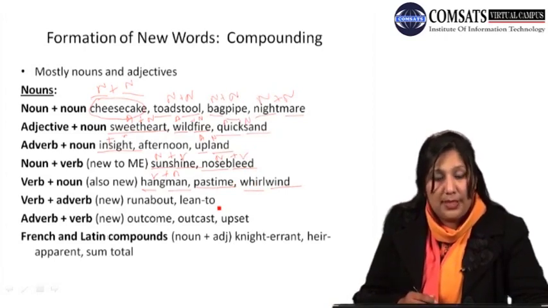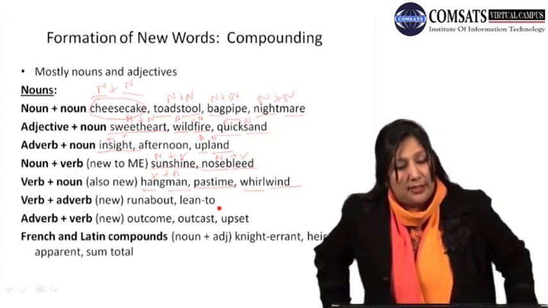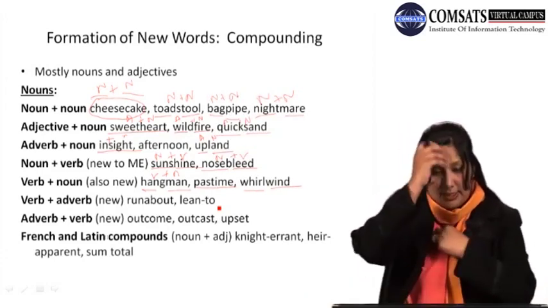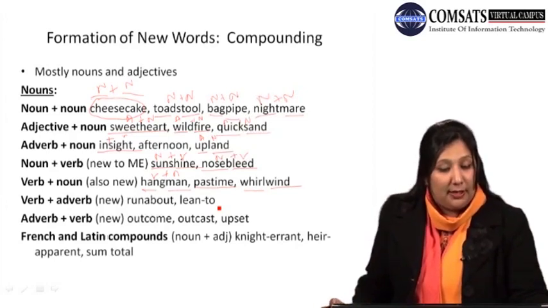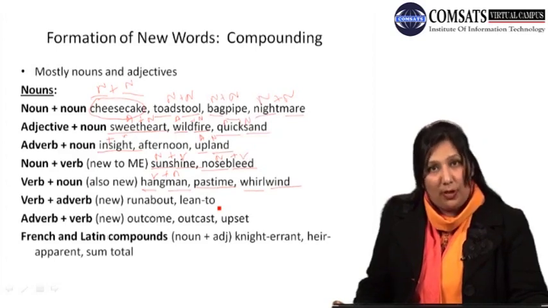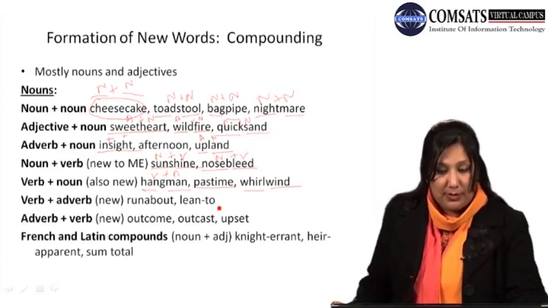Okay, then verb plus adverb. It is run about. It was again a very new category that added to the development of English, in the Middle English period. For example, the words like run about. Run is a verb and about is an adverb. So it's a combination of verb plus adverb. The new words are found through compounds.